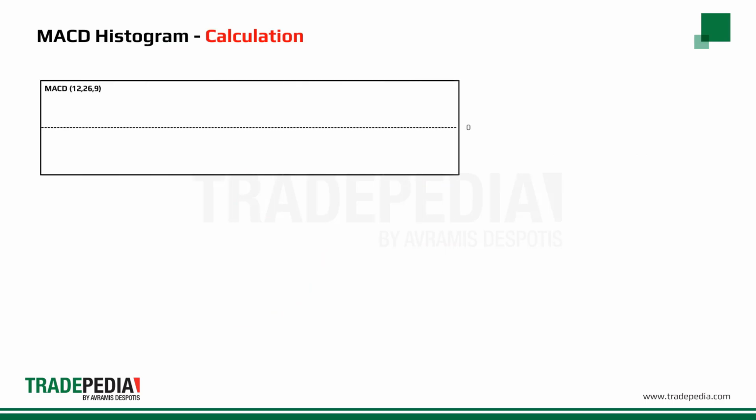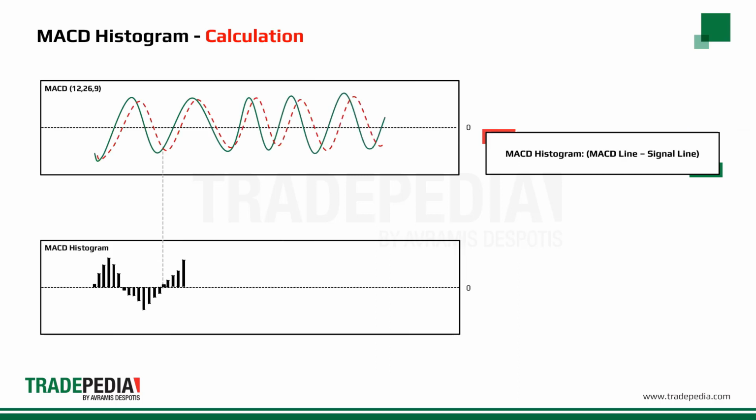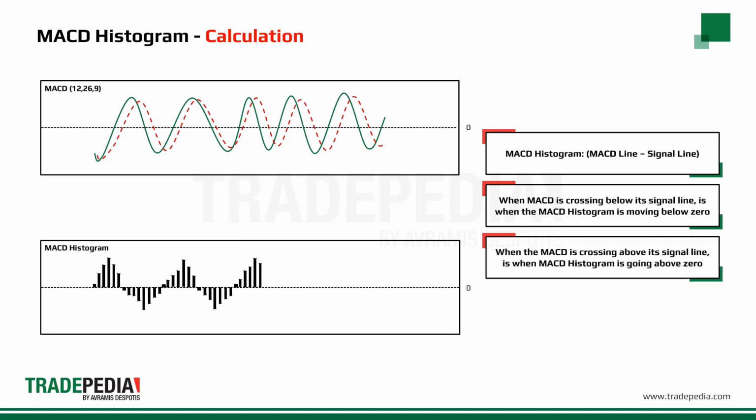The MACD histogram is calculated as follows. MACD line minus the signal line. The MACD histogram is at 0 when MACD is crossing its signal line. When the MACD is crossing below its signal line is when the MACD histogram is moving below 0. And when MACD is crossing above its signal line, MACD histogram is going above 0. It is referred to as MACD histogram because instead of being presented as a line, it is shown as horizontal bars, known in statistics as histogram.